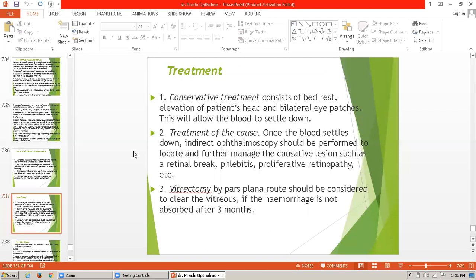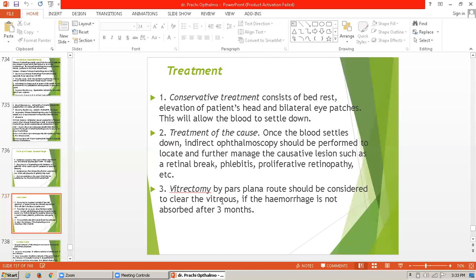Then next is the treatment. Conservative treatment consists of bed rest, elevation of the patient's head and bilateral eye patches. This will allow the blood to settle down. Treatment of the cause: once the blood settles down, indirect ophthalmoscopy should be performed to locate and further manage the causative lesions such as a retinal break, phlebitis, proliferative retinal pathology. Third, vitrectomy by pars plana route should be considered if the hemorrhage is not absorbed after 3 months, to clear the vitreous.